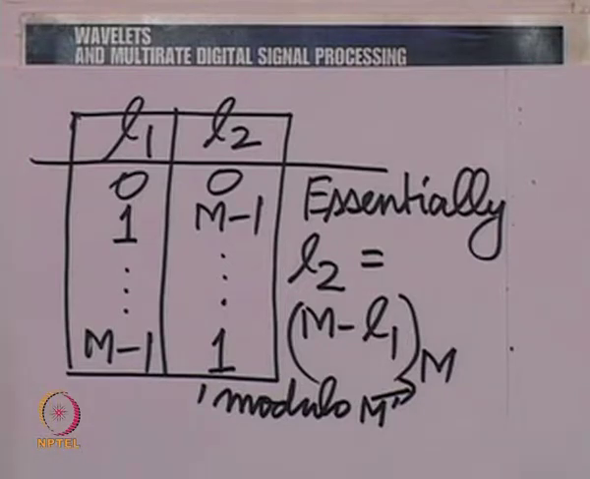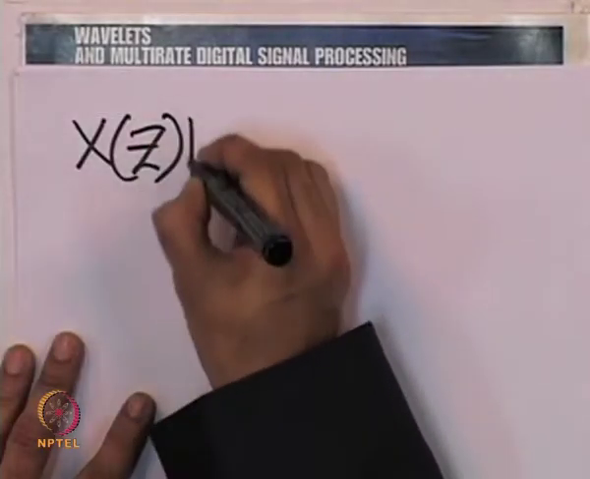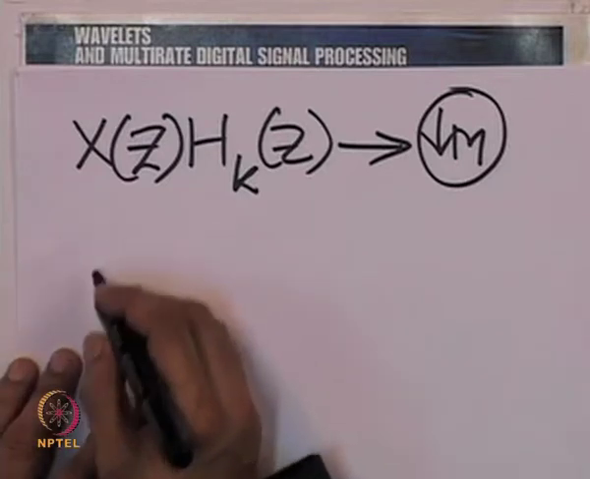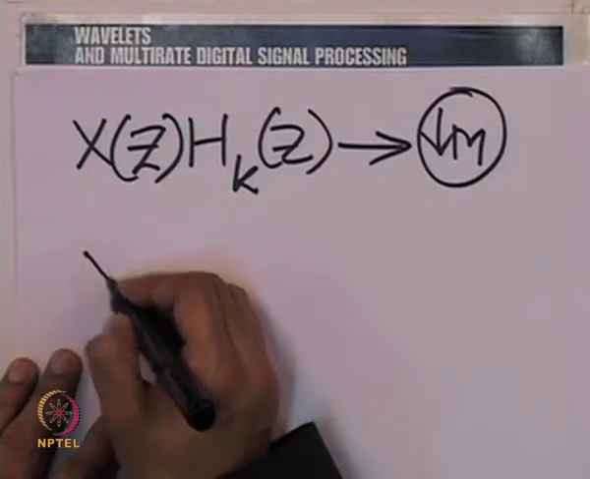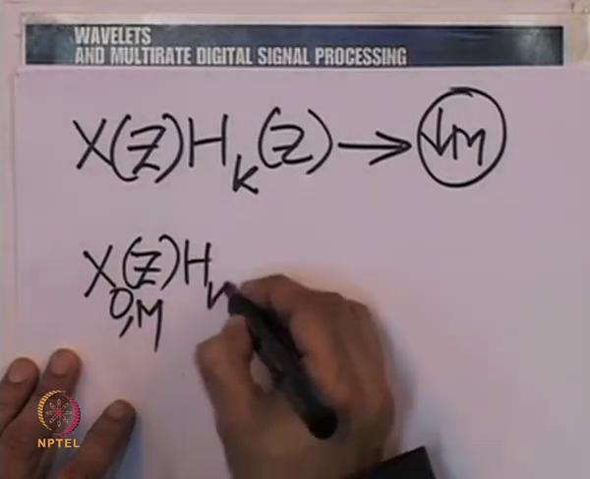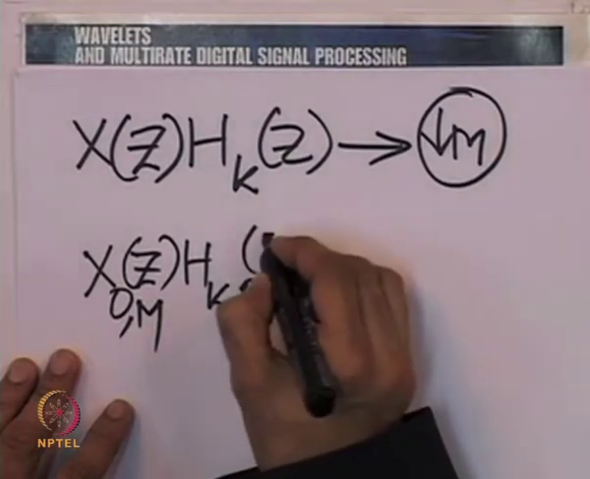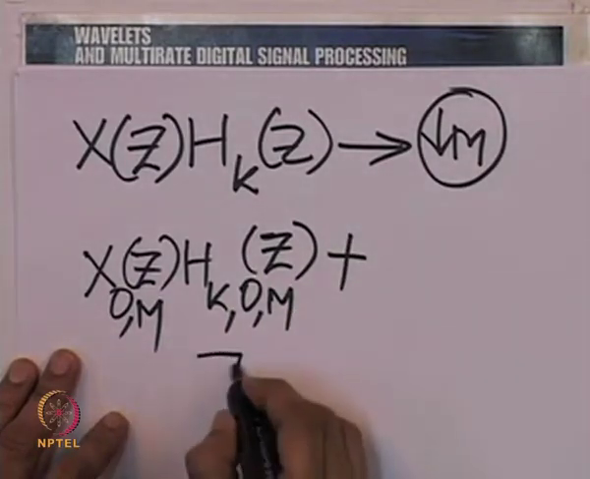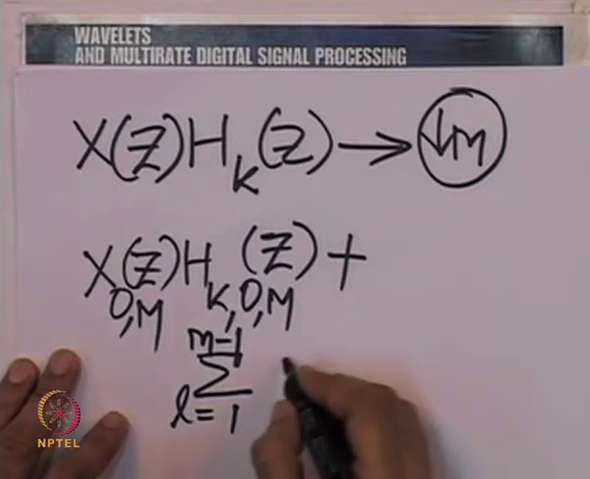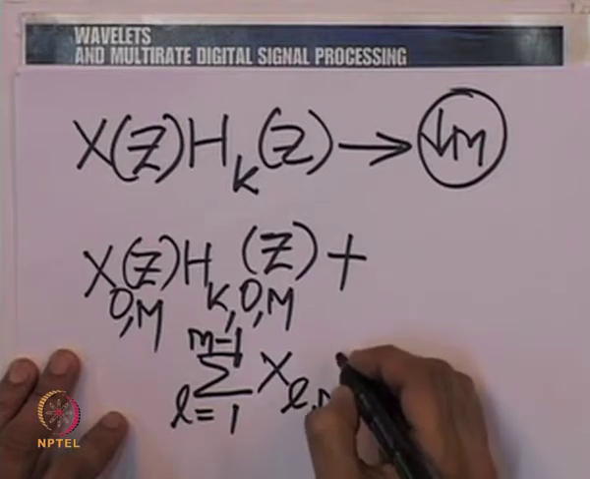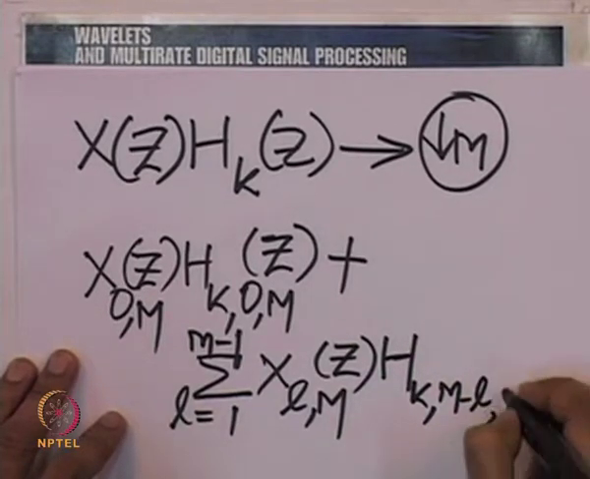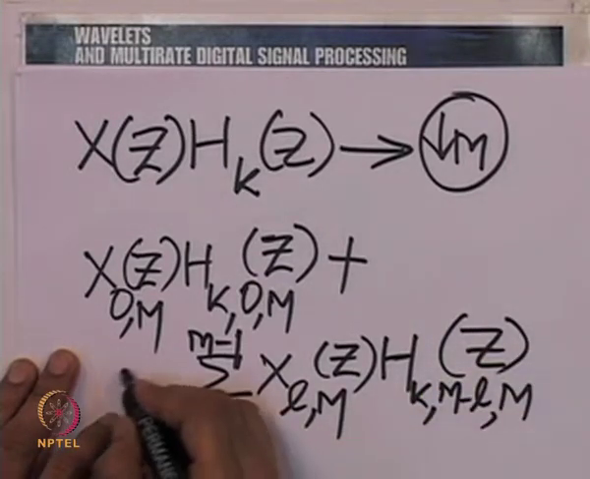With this choice, X(z) H_k(z) downsampled by M is essentially going to give you the following. It is going to give you X_0(z), or if you like X_0(z^M), H_k,0(z^M), plus summation L going from 1 to M minus 1, X_L(z^M) H_k,M-L(z^M), and there is a multiplication by z inverse here.